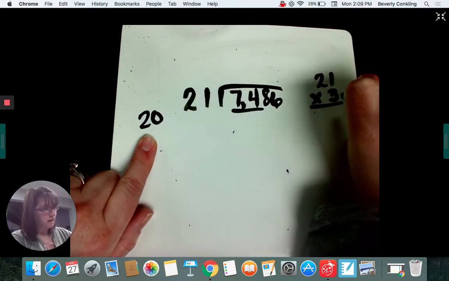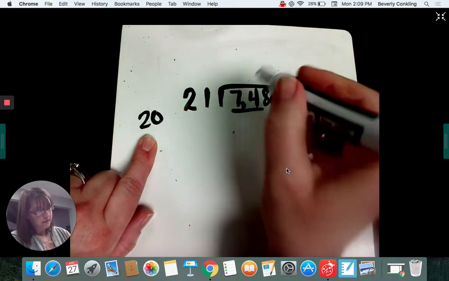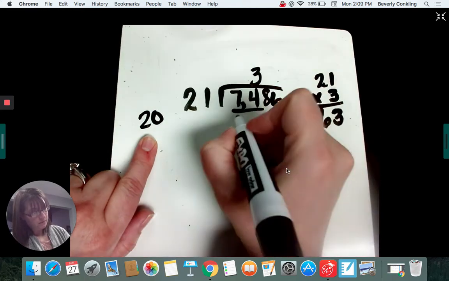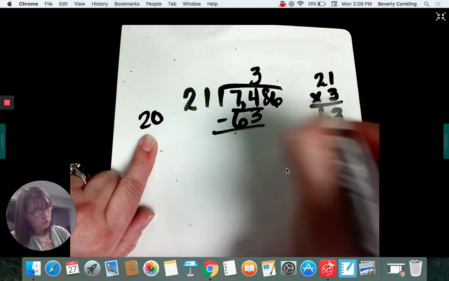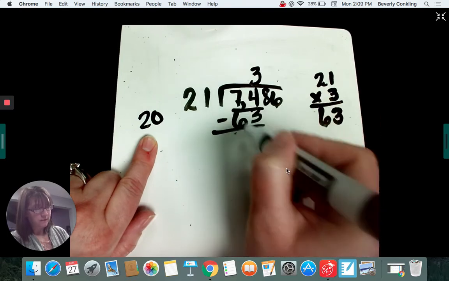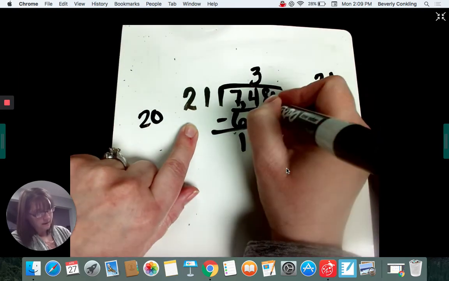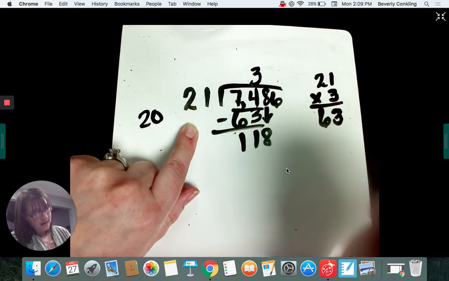So 1 times 3 is 3, and 3 times 2 is 6. So I'm going to put my 3 up here. I'm going to subtract my 63. 4 minus 3 is 1. 7 minus 6 is 1. Is 11 smaller than 21? Yes, it is. Bring down my 8.